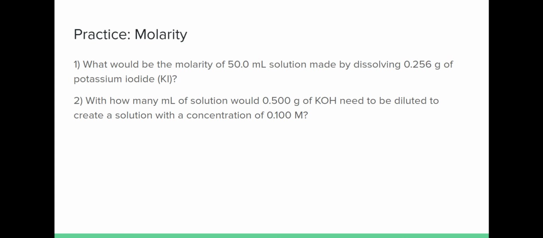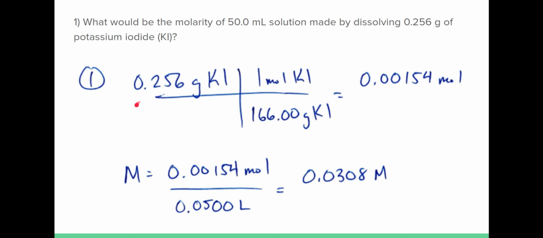For problem number 1, I am given that I have 50 milliliters of solution that I would like to make by dissolving a certain mass of potassium iodide. So the first thing that I need to do is use the mass of potassium iodide to convert the grams into moles to find the number of moles of KI. Once I find my number of moles of KI, I need to make sure that I've converted my milliliters to liters by dividing by 1,000. To solve for my molarity, take the number of moles, divide it by the number of liters, and that will give me the concentration of potassium iodide in that solution.